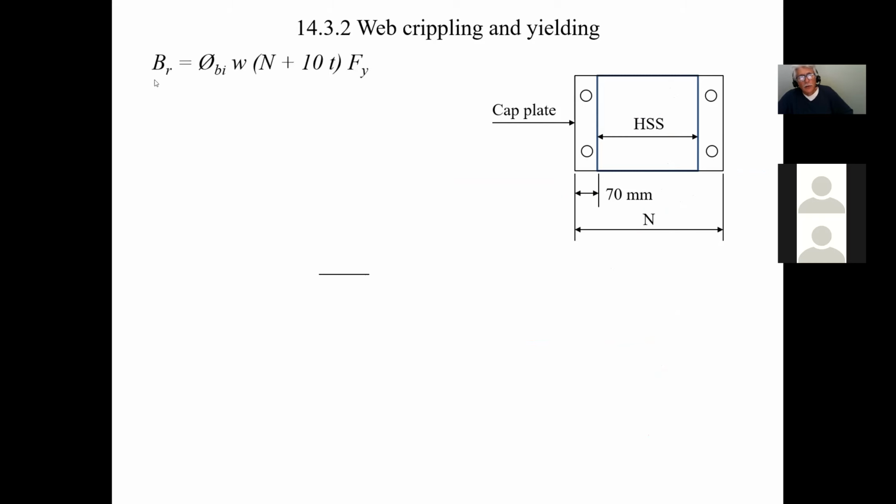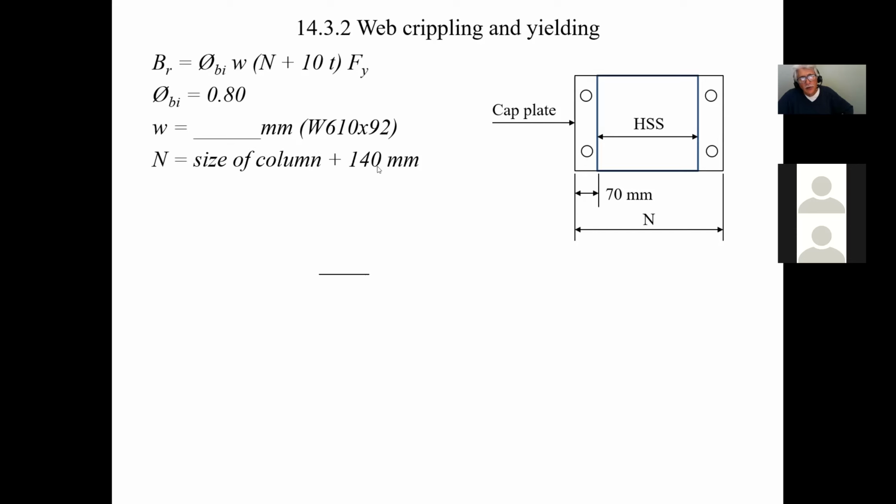Now, here's the first equation. You're going to take the W. You're going to go find a W for the 610 by 92, because that's the size of the beam that we're using in our project. You're going to go find a W for that beam.